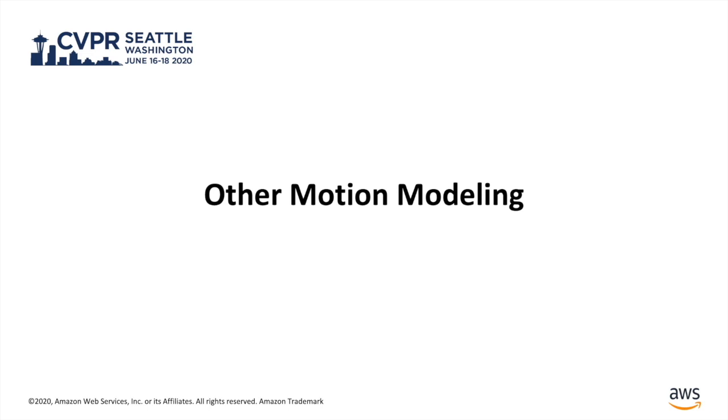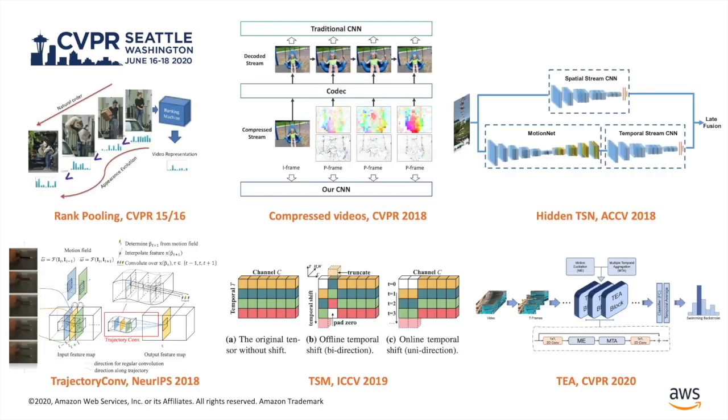Now, let's talk about some other motion modeling methods other than optical flow and 3D CNNs. I list several papers or directions here, like rank pooling, compressed videos, hidden two-stream networks, trajectory convolution, relationship, temporal shift module, and temporal excitation and aggregation. But of course, this is not a complete list.